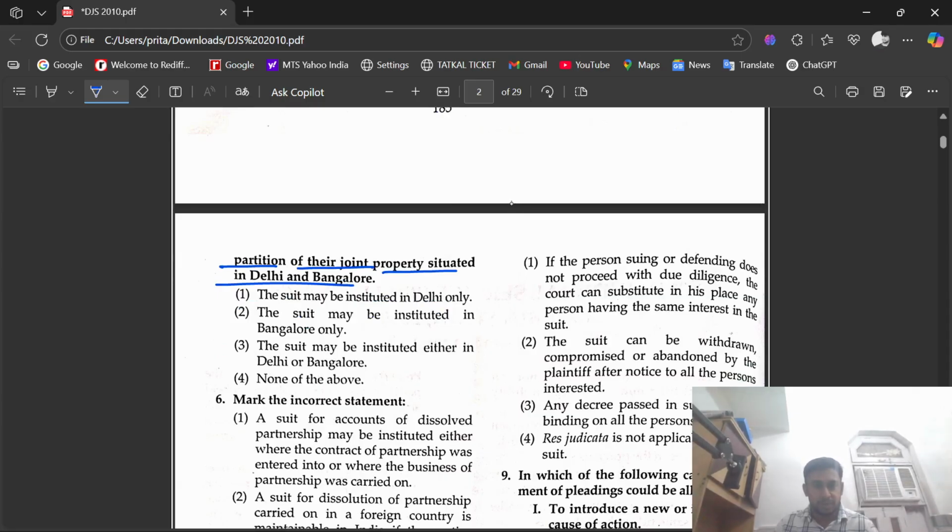The suit may be instituted in Delhi only. Why Delhi only? Why not Bangalore? That won't be it. The suit may be instituted in Bangalore only. That's not it either. Why Bangalore only? Why not Delhi? The suit may be instituted either in Delhi or Bangalore. None of the above. The right option is the third. The suit may be instituted either in Delhi or Bangalore.